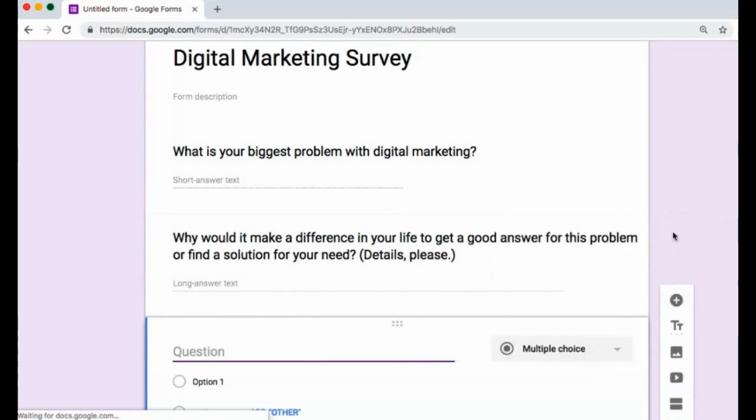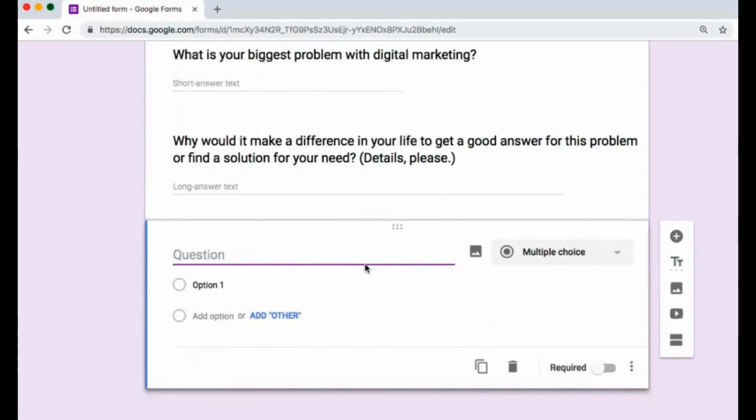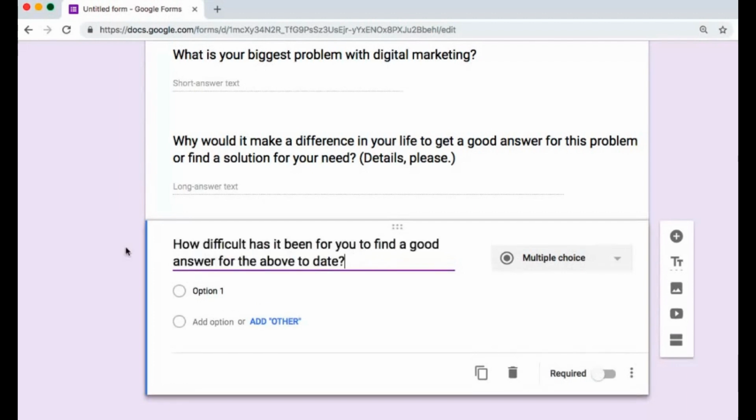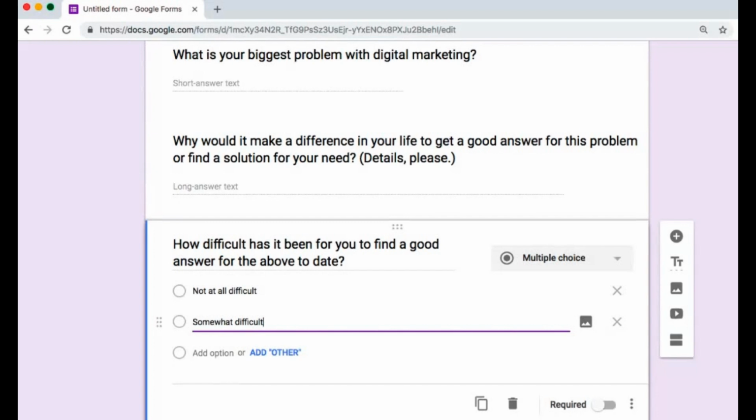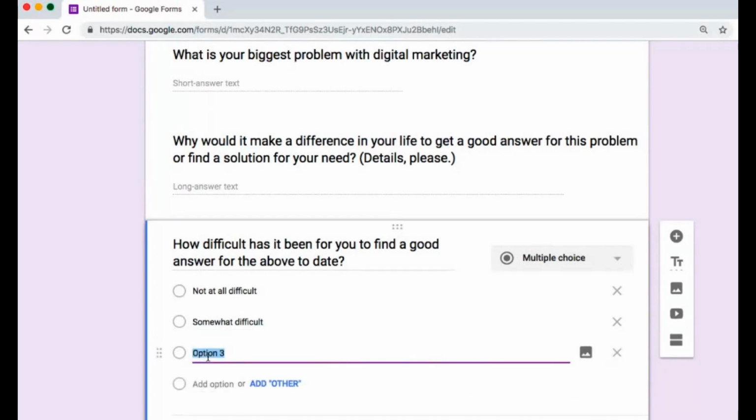Now, the third magic question that we are going to add to our survey is a multiple choice question. So this is it here. How difficult has it been for you to find a good answer for the above to date? And if we want, we can put in not at all difficult. Oh, we can add in just, we want to add another response. So add option, somewhat difficult, and very difficult.